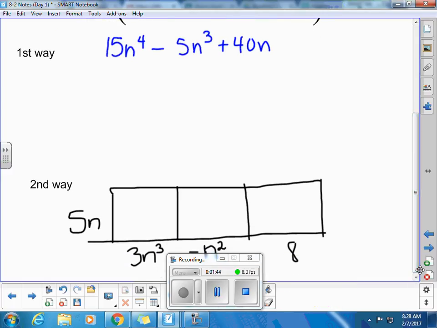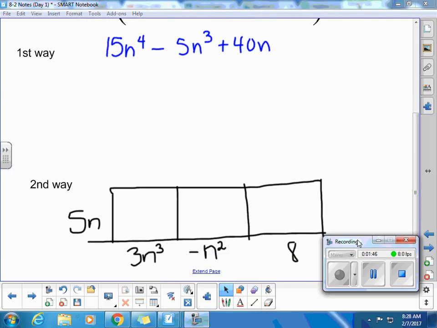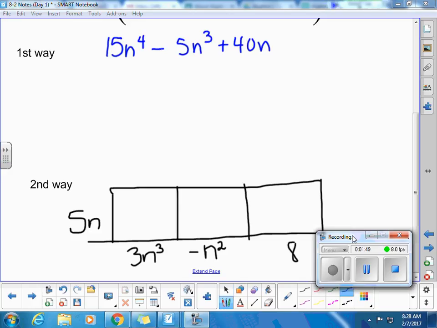It's up to you whether this one works better for you, if you like it better or not. But I just draw a box. We had 3 terms here that we are distributing to, and our outside monomial, the 5n, is still on the other side of the box. So here we're going to take this times this and put it here. So that would be 15n to the fourth. And then the 5n times the negative n squared, which would be negative 5n to the third.